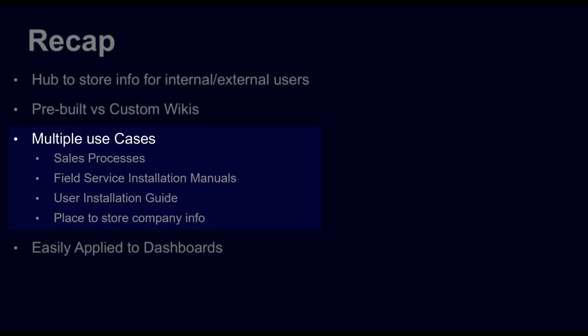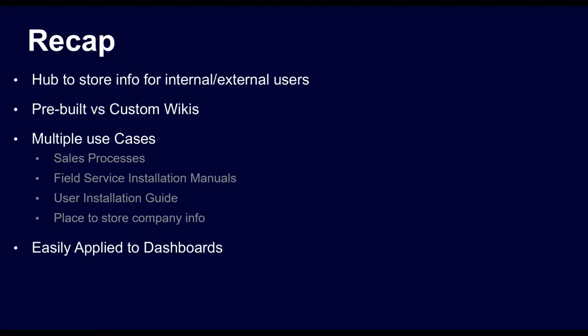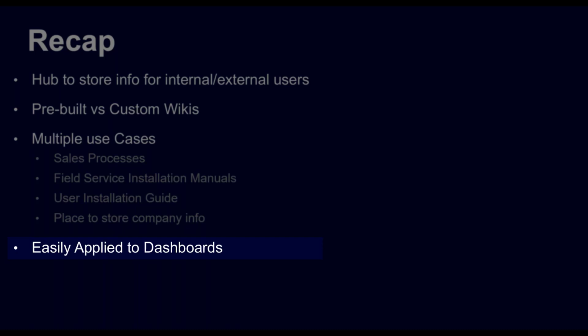There are multiple use cases. Let's say your sales team has a certain sales process, you can create a wiki page for prospecting, following up, and closing the sale. You can even create wikis as installation manuals and installation guides for field service workers. On the end user or external user side of things, you can also make user installation guides. And finally, you can think of them as places or vaults to store company information, whether sales processes again, company processes, or even a corporate lexicon of terms. And finally, wikis are easily applied to dashboards.